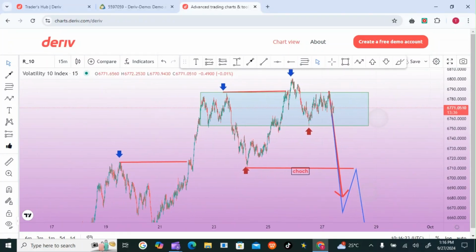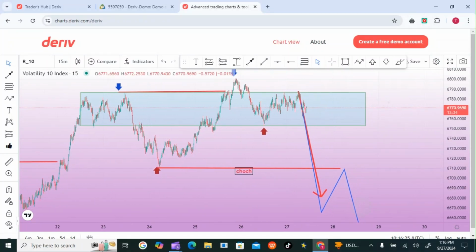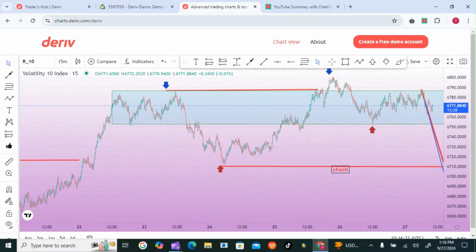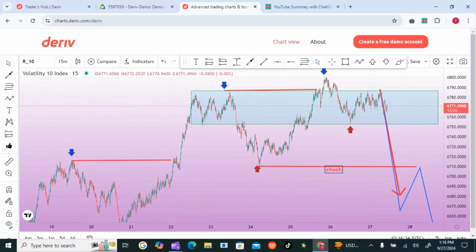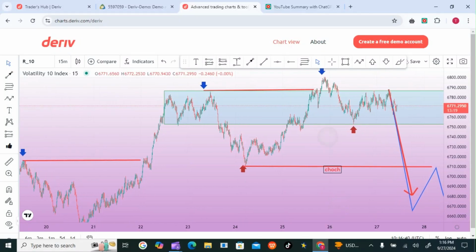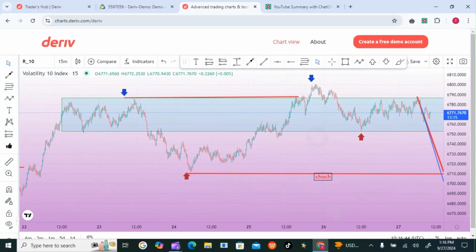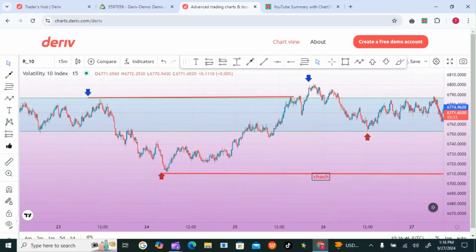On this 15 minutes, we can see this trend. How has the market been moving? It has been creating the same direction as on the 1 hour. So when we discover this, let's see.